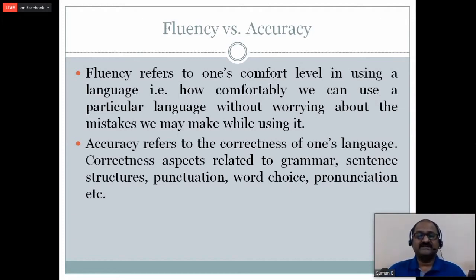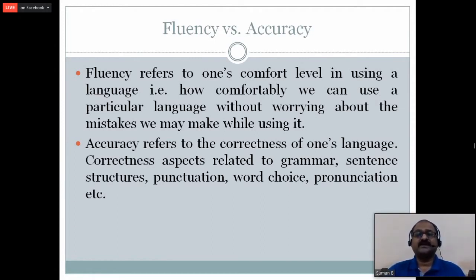At the fluency level, mistakes are common. Can we ignore these mistakes and continue to use language so that we gain that fluency? This understanding is very, very important for us. Next, accuracy. The secondary goal should be accuracy. Only after one attains a certain level of fluency can we focus on accuracy. Accuracy refers to the correctness of language.